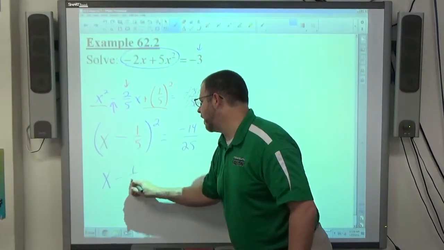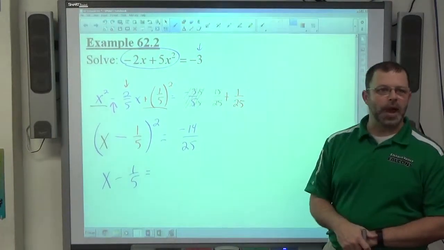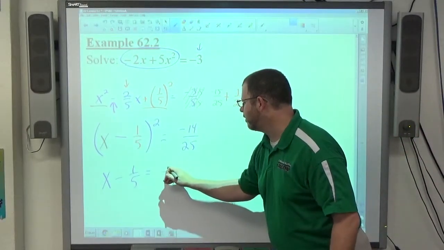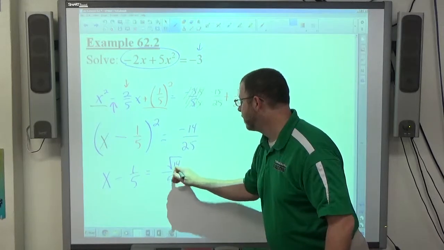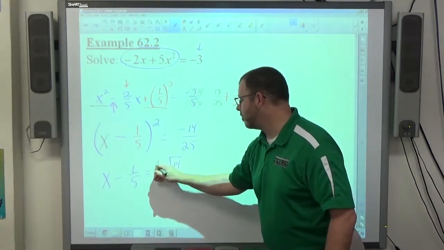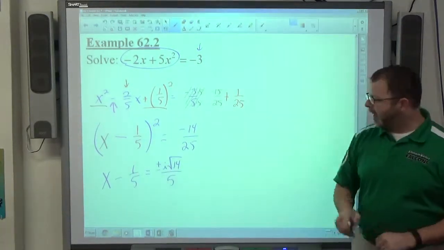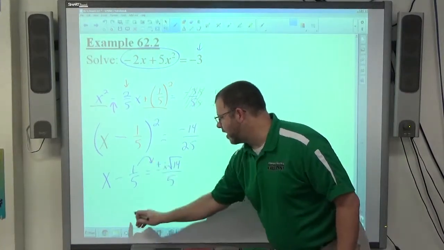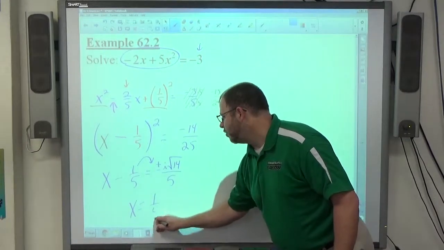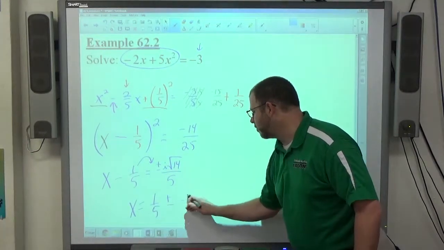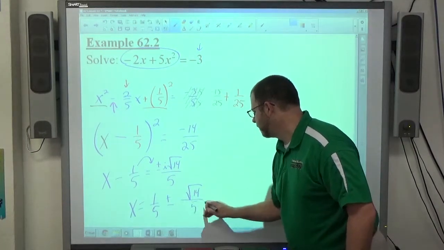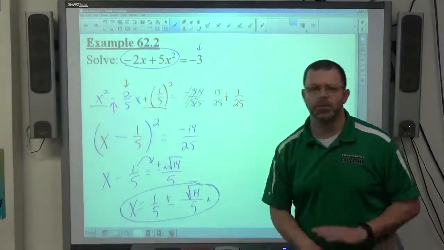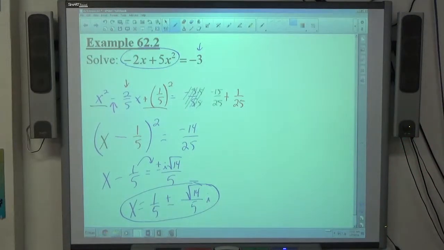Square rooting the left-hand side just gives me the binomial without the square on it. Square root the right-hand side. The square root of 25 is 5. The square root of negative 14, I have no idea. But I can pull the i out and always put a plus or minus. And since I've got an i, when I move this over to this side, it becomes positive 1/5. I do not want to combine the fractions. I want to keep them separate. I kind of like the i off to the side like that. Again, if you want to leave the i up next to the square root, that's fine with me. But do keep them separate in separate terms like that.